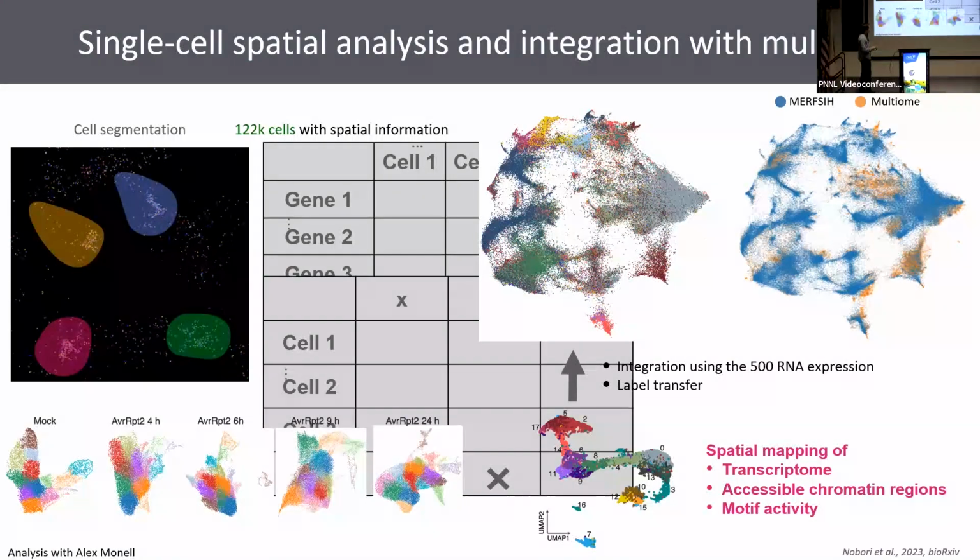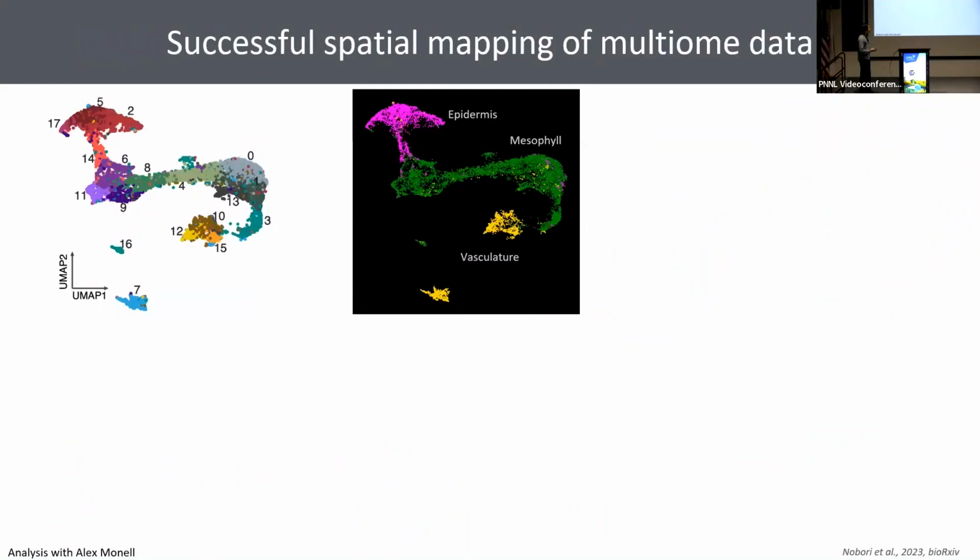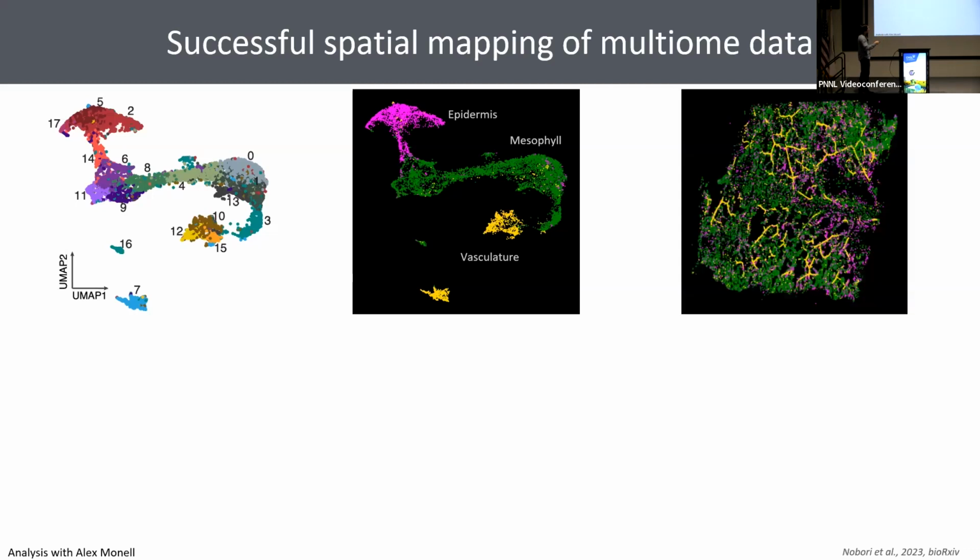So this sounds good. So we wanted to test whether it works at all. So we first tried to spatially map major cell types predicted from the single cell multiome data, with no spatial information. Based on the marker gene expression, we predicted 3 major cell types: epidermis, mesophyll, and vasculature. So we integrated MERFISH data with this data and did spatial mapping of these cells. And I hope you can see that it worked pretty well.